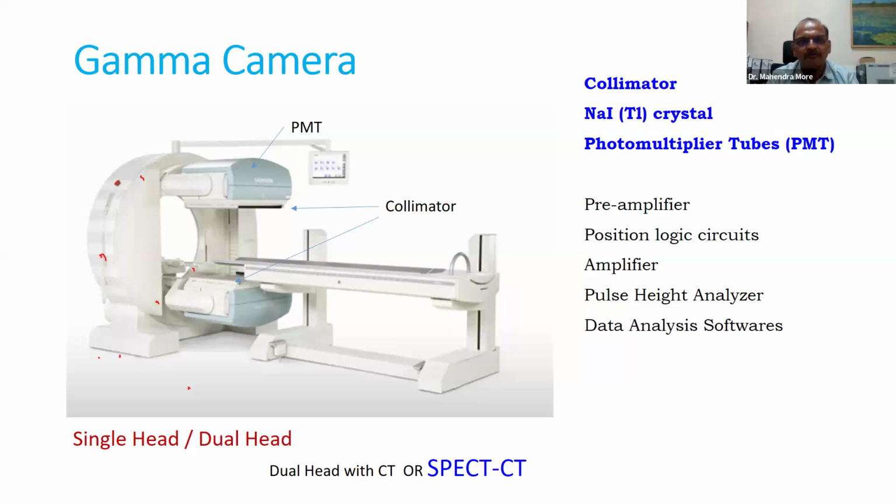Dual head camera helps to have faster acquisition than the single head. It takes double or half the time for the acquisition. Like suppose I want to do the bone studies. So bone studies we need to do anterior and posterior. Then in this two-head camera, you can have both acquisitions at the same time. If you have a single head camera, you need to acquire the anterior part first and then the posterior part.